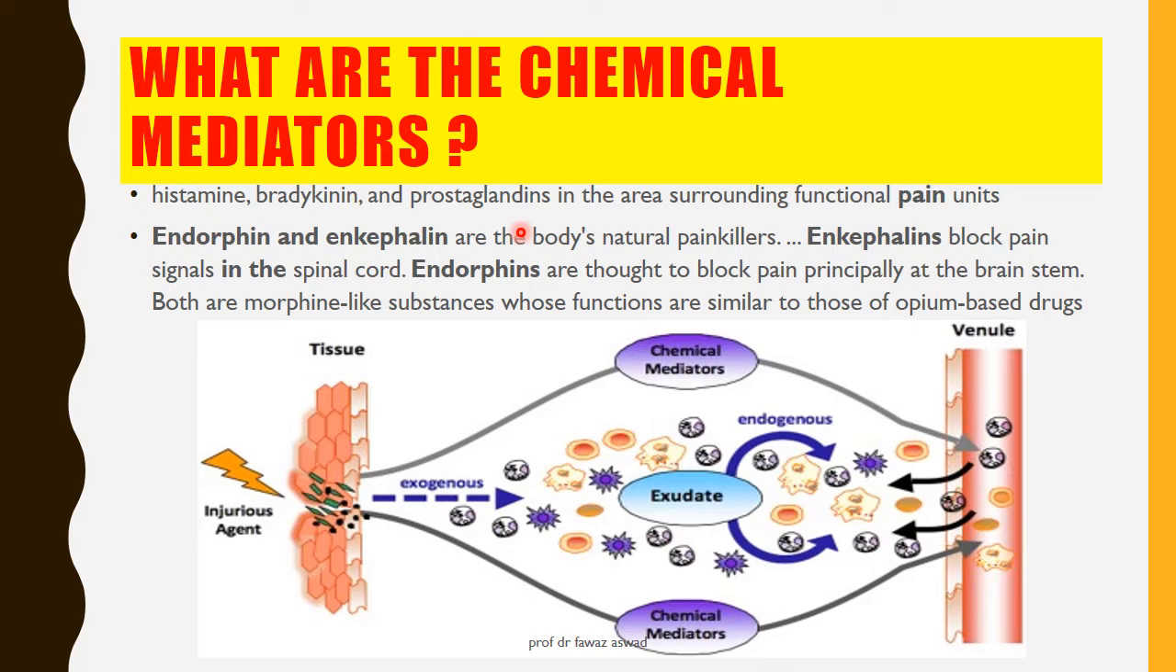Again, with injury of the tissue, chemical mediators are produced. Some of them are going to initiate the pain. The others are considered painkillers. One of them is going to act on the spinal cord. The other is going to act on the brain.